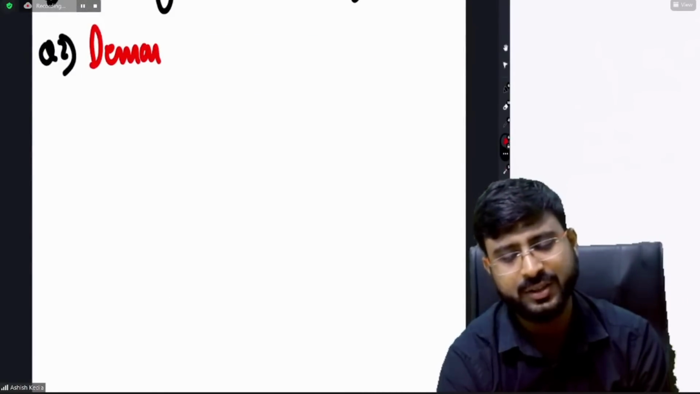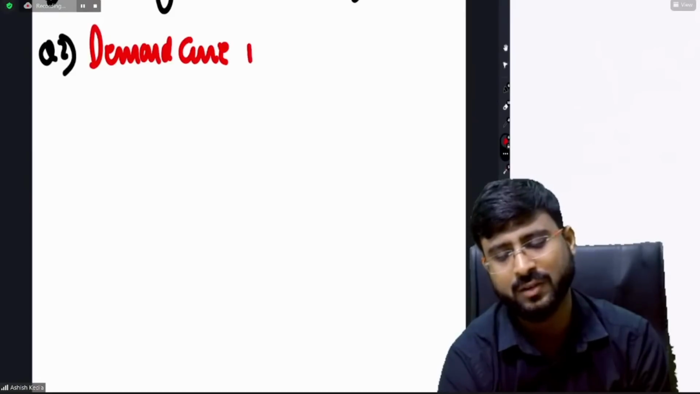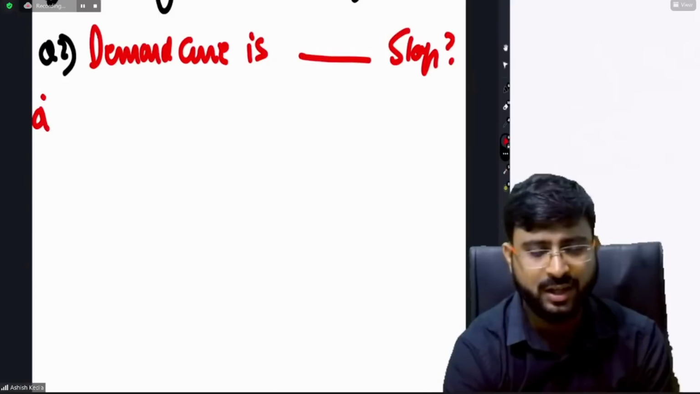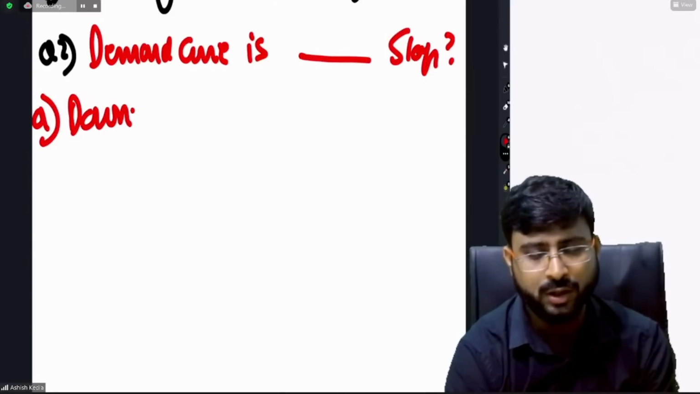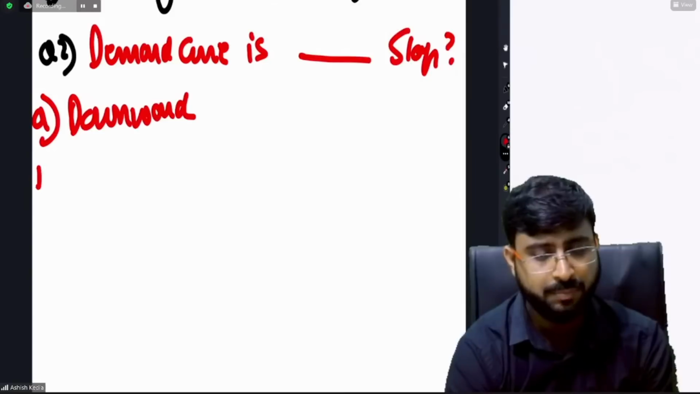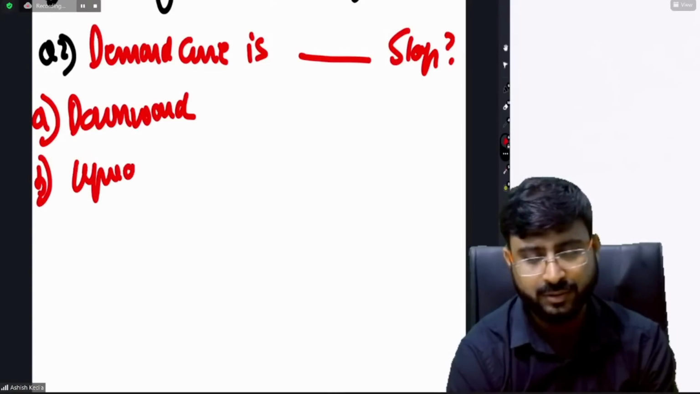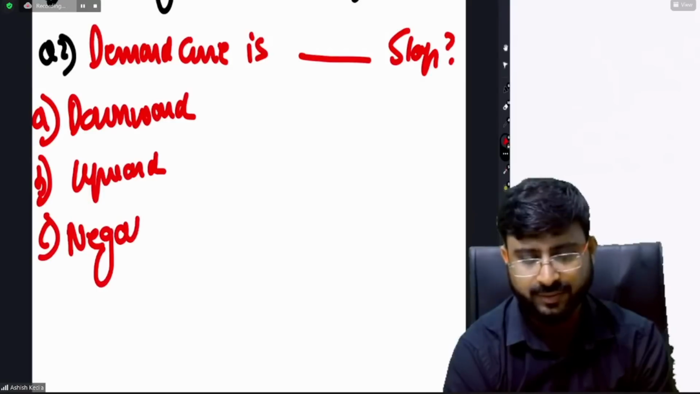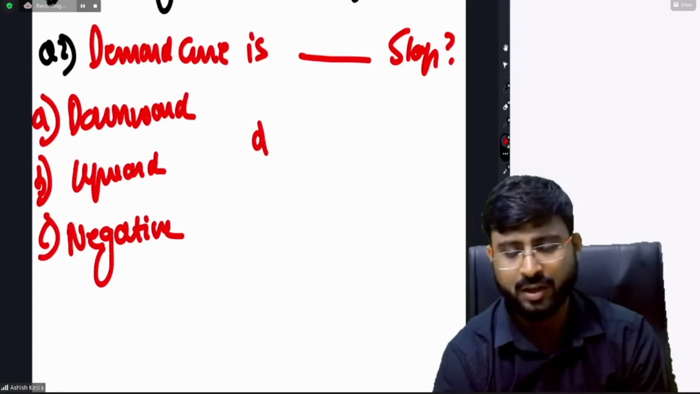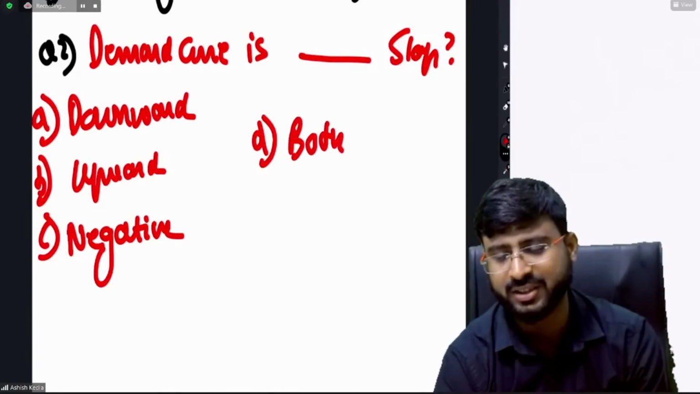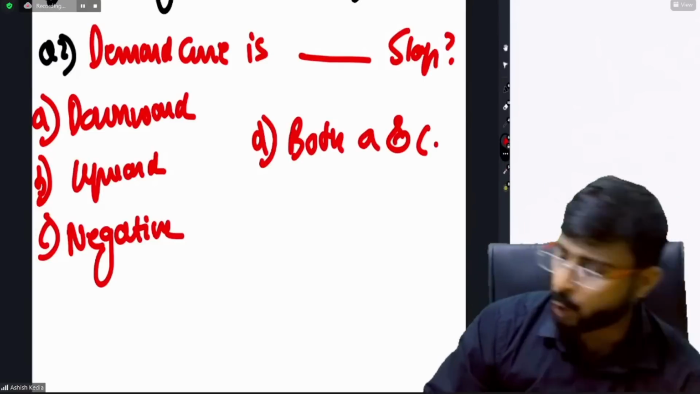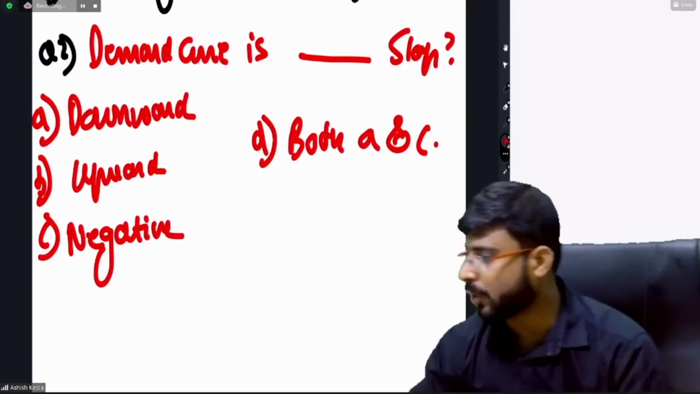Demand curve is dash sloping. A, downward. B, upward. C, negative. D, both A and C. What is the slope of demand curve like? Question to everyone.